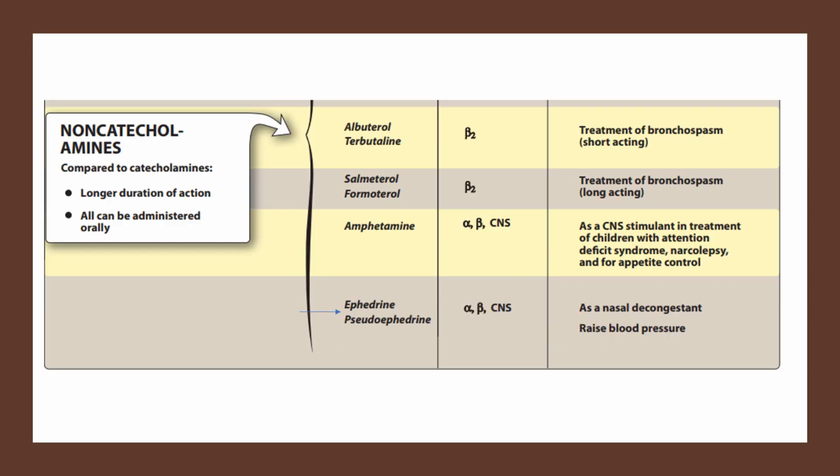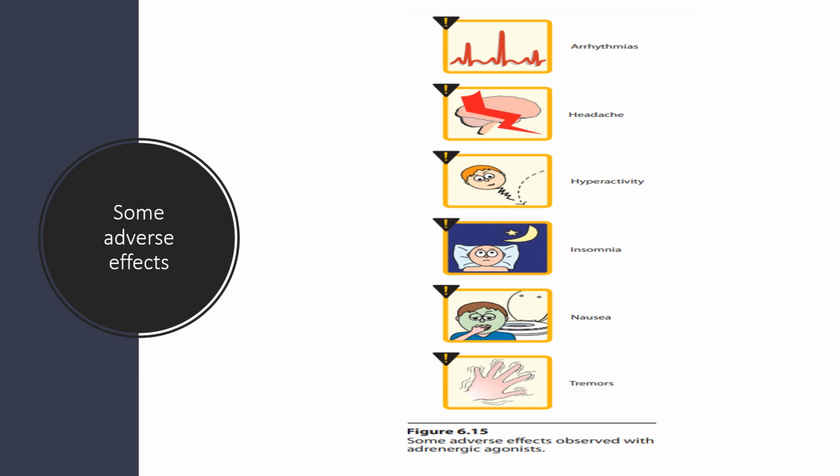So as you can see in the diagram, ephedrine and pseudoephedrine stimulate the alpha and beta receptors, and they also penetrate and enter the CNS. They are used as nasal decongestants, and they also raise the BP. So here are some adverse effects of using these adrenergic agonists: arrhythmia, headache, hyperactivity, insomnia, nausea, and tremors.